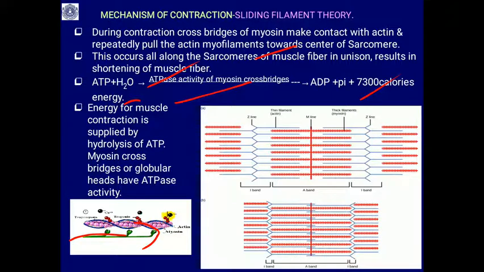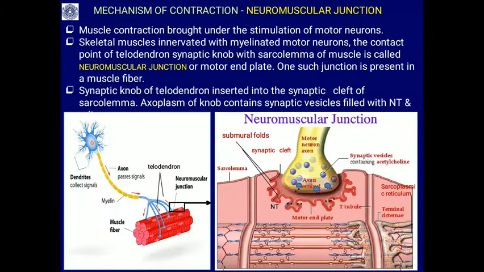This is the stage of relaxation. This is the I band, the light band, and the dark band, the A band. When it contracts, almost one third of the sarcomere reduces in size, so you can see the shortening of the I band. There is no change in the A band. Now the neuromuscular junction: I said the motor neuron innervates the skeletal muscles.